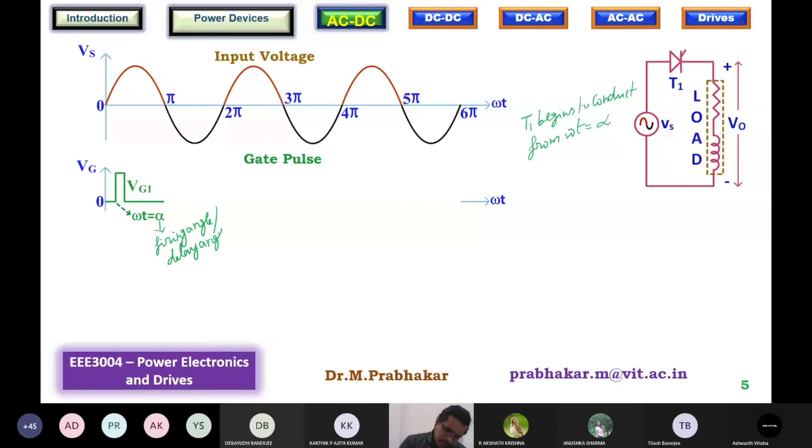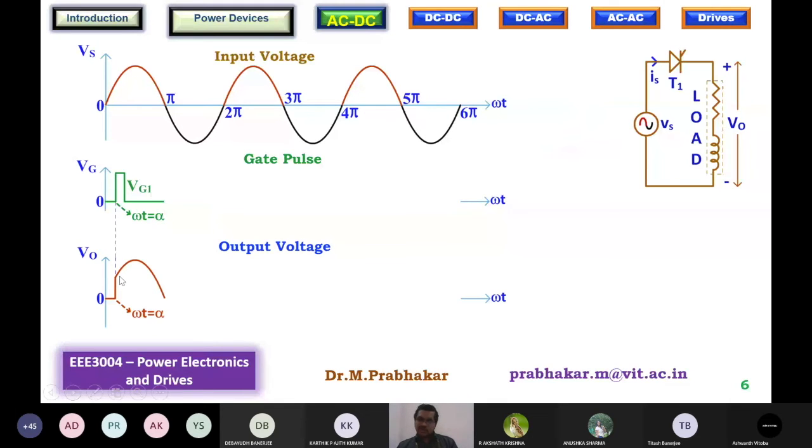Alright. Now the moment SCR starts conducting, remember SCR is operating as a switch. So the moment the switch is closed, there will be current flowing through the circuit. Therefore, current will start flowing from the supply through the SCR and then through the load, and then it gets completed this way, in the direction as it is marked.